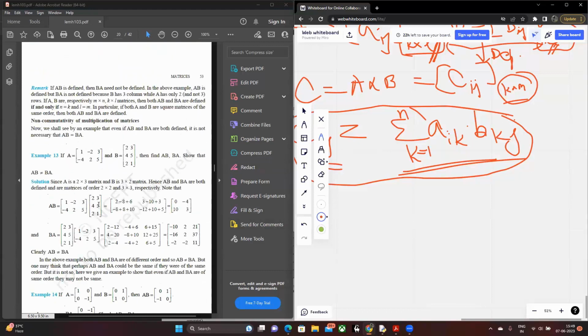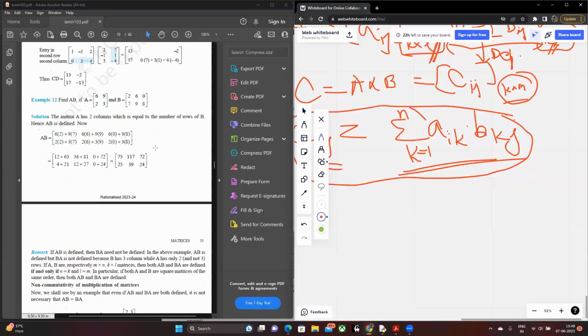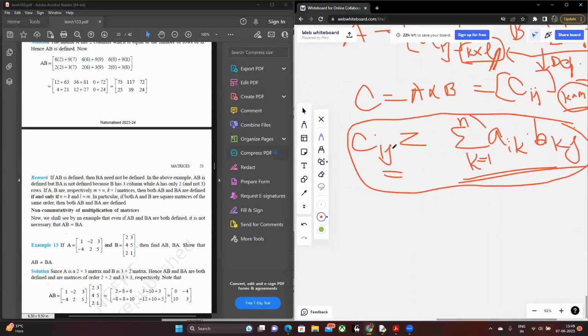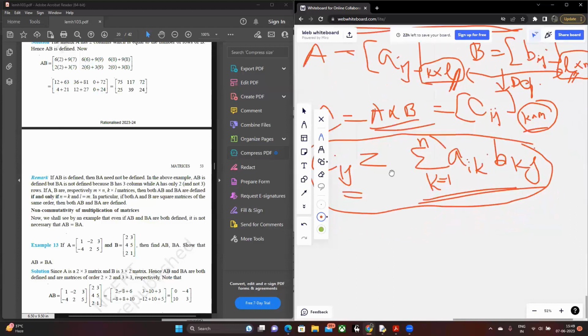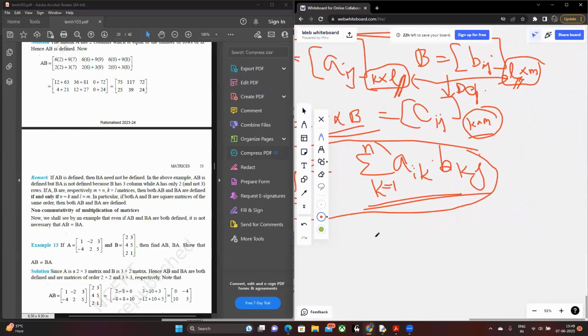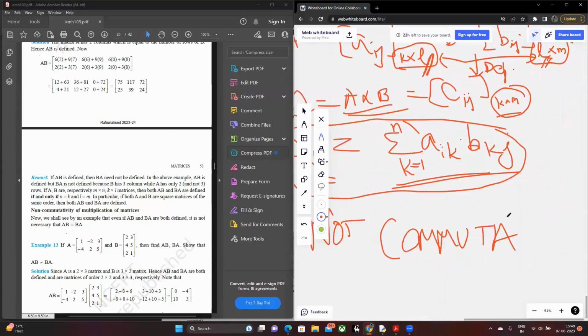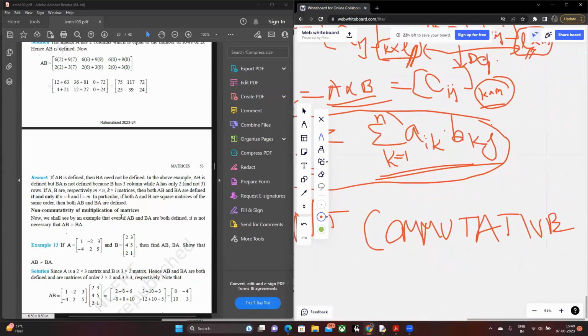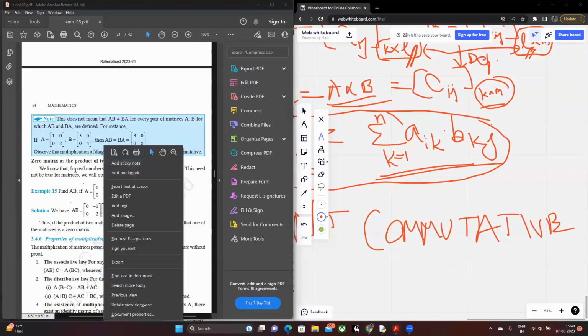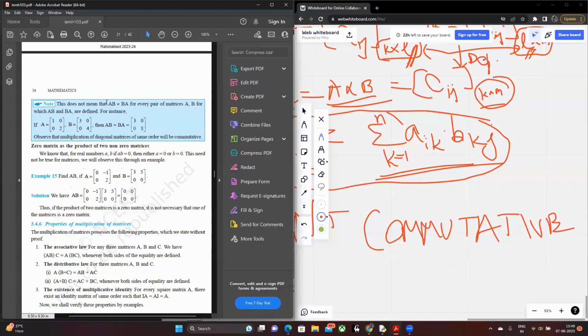Then you have examples. Work out these examples and note that matrix multiplication is not commutative, right? It is NOT commutative. I'm writing it in all caps because this is very, very important, right? This is not commutative, right? But there are some matrices for which AB equals BA, right? For example, this kind of a matrix, 1002 and 3004, AB is equal to BA, right?